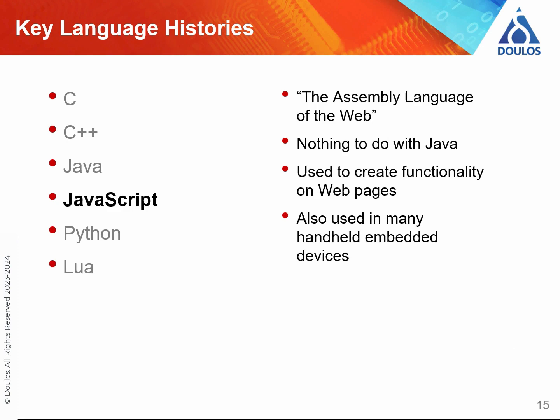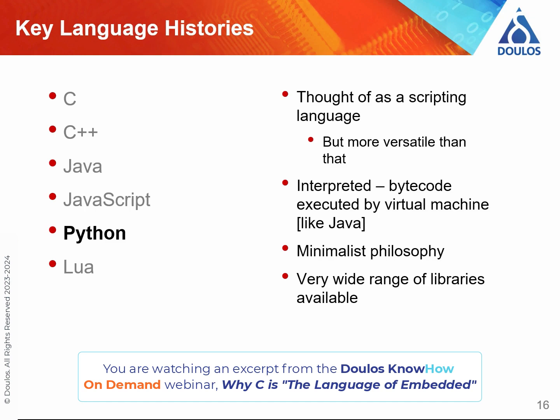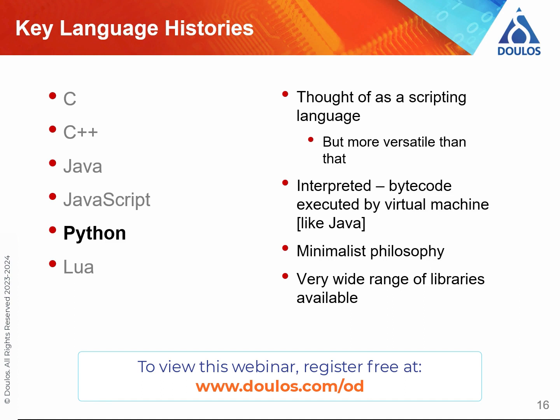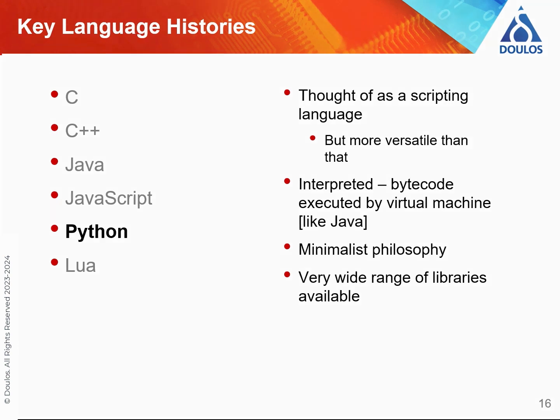JavaScript has absolutely nothing to do with Java, it just shares a similar name, and we can think of JavaScript as being an assembly language for web applications. It's used to create functionality on web pages, and it also appears in many handheld devices as well. Python is often just thought of as a scripting language, but it's really much more versatile than that. It's an interpreted language, so just like Java, it runs on a virtual machine, and it's designed with a minimalist philosophy, but it has a very wide range of libraries, which makes it really useful. And for microcontrollers, there's even a variant called MicroPython specifically intended for use with small applications.